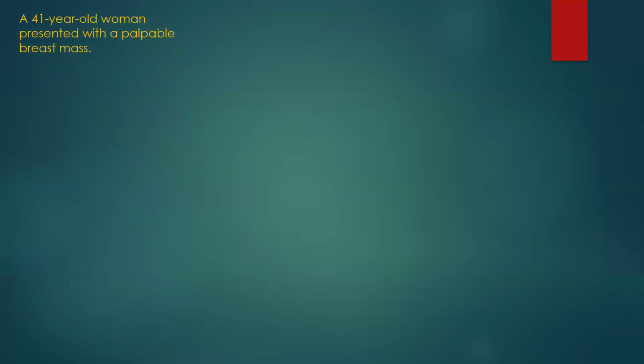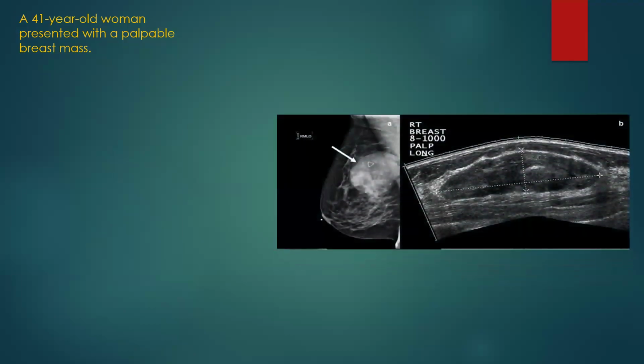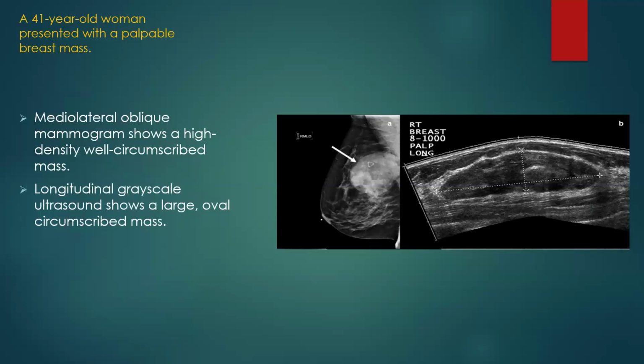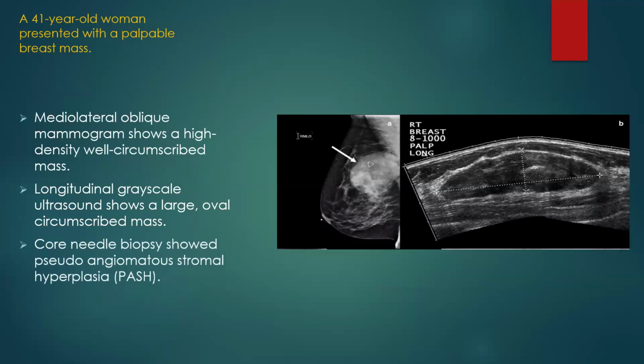We have a case of a 41-year-old woman who presented with a palpable breast mass. The mediolateral oblique mammogram shows a high density, well circumscribed mass, and when the ultrasound was done, it showed a large oval circumscribed mass as well. The core needle biopsy showed pseudoangiomatous stromal hyperplasia.